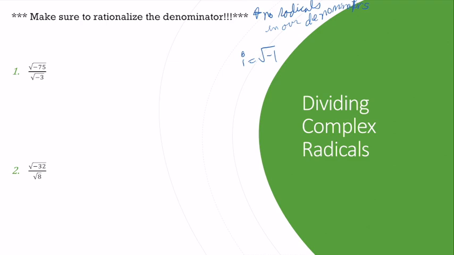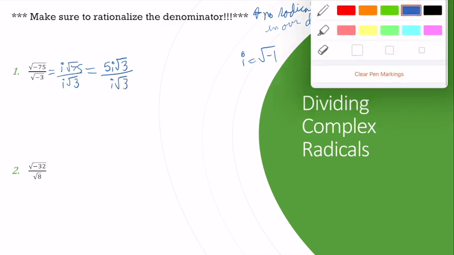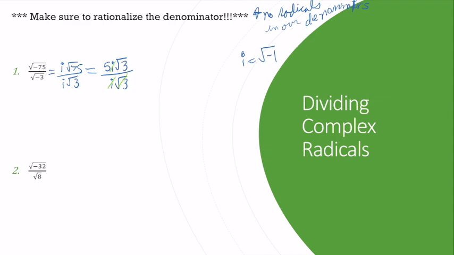I'm going to pull out my i's first. So I've got i root 75 over i root 3. The square root of 75 simplifies into 5 root 3. So I have 5i root 3 over i root 3. And then those i root 3's are both going to cancel. So my final answer is just going to be 5. That looks a whole lot nicer than what we had before.